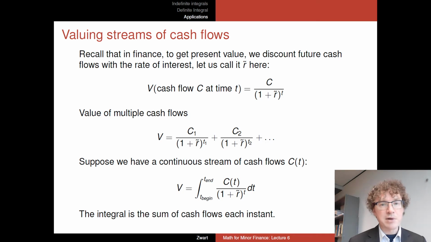And if you have multiple cash flows, what we want to do is add up these discounted cash flows, right? The value is the sum of the discounted cash flows, each discounted with its own discount factor. So the first one with time t1, the first day in which we get our cash flow. The second one with t2. The second day exponent is t2, the second day in which we get this cash flow, etc.